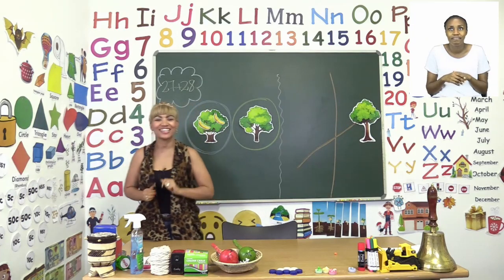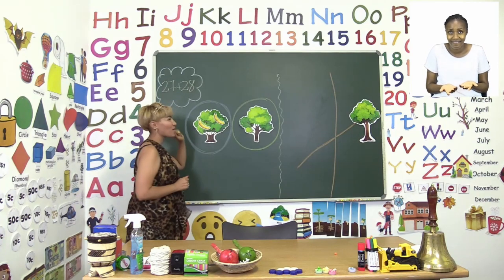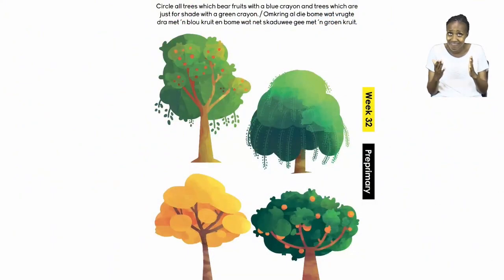Right, boys and girls, let's start this part of our lesson on page 27. Now here it says that you have to circle all the trees which bear fruits with a blue crayon and the trees which are just for shade with a green crayon. Now remember, all the trees which bear fruits must be circled with a blue crayon, and all the trees which are used just for shade must be circled with a green crayon.